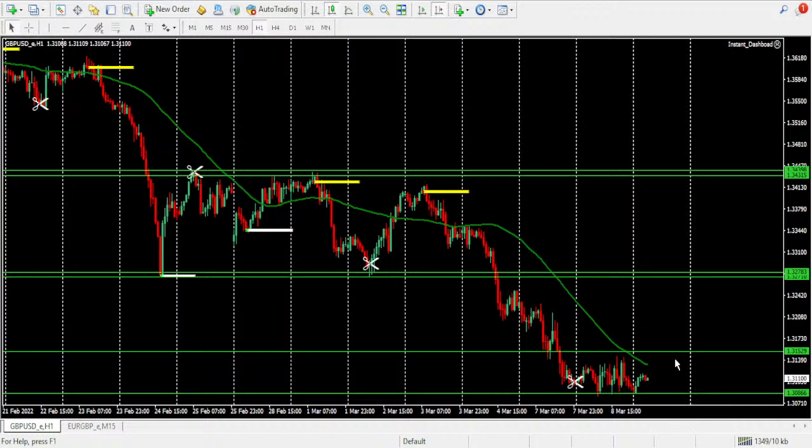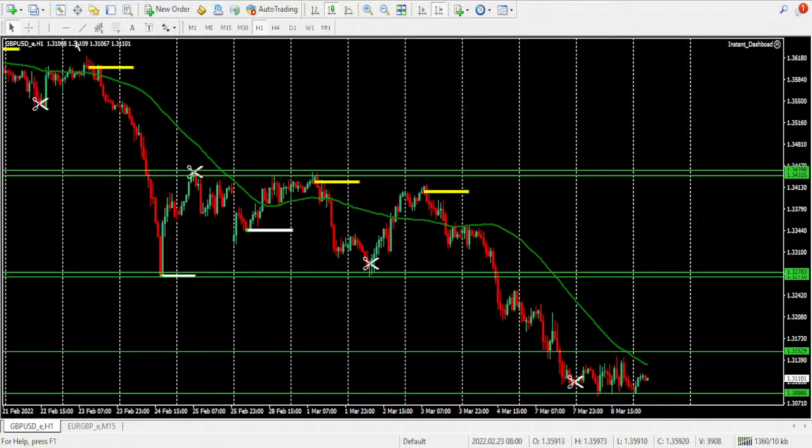If the price should break above any of these levels, 1.31525 or 1.30866, then this will be a place to look for a sell from, or a break above this level will be a good place to look for a buy from.